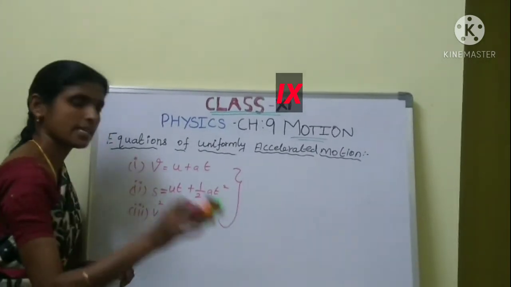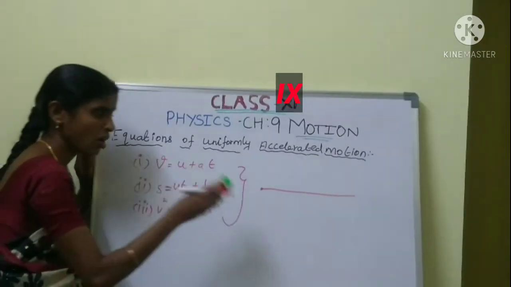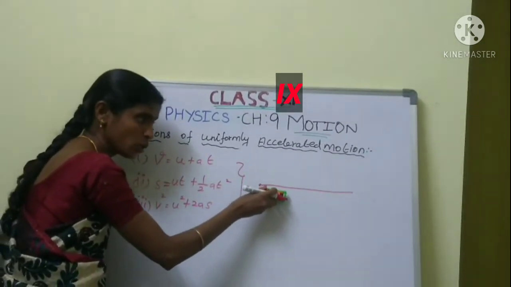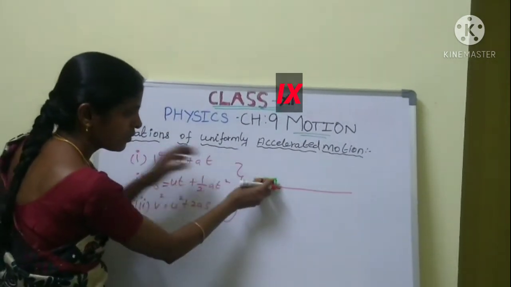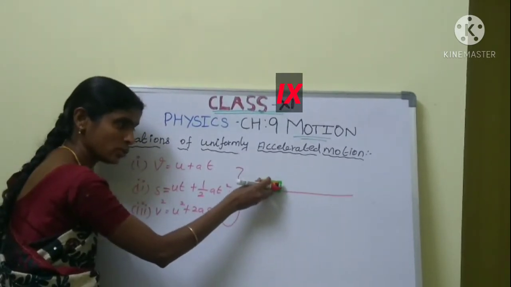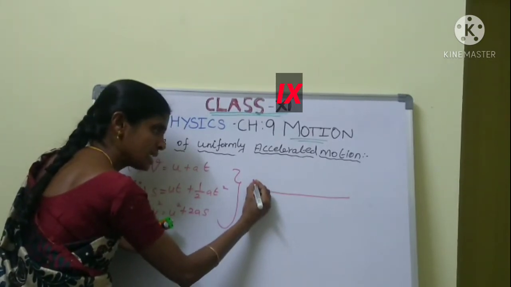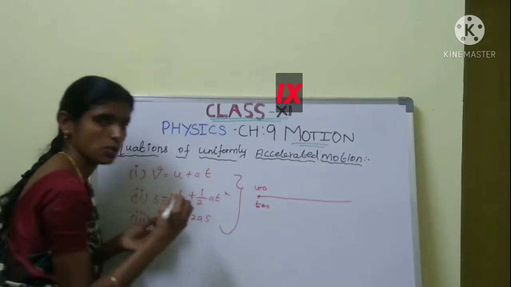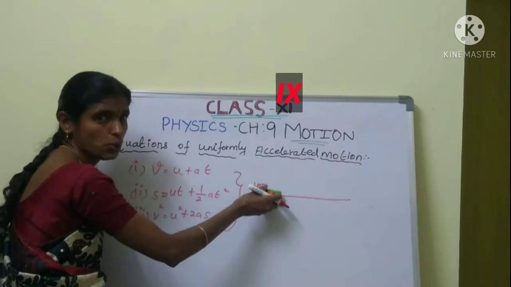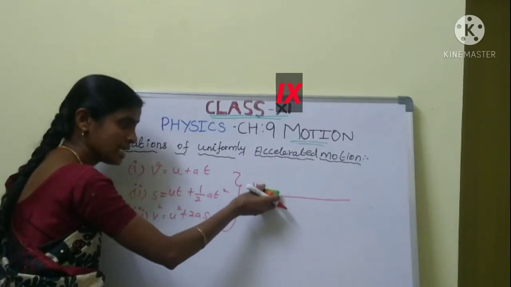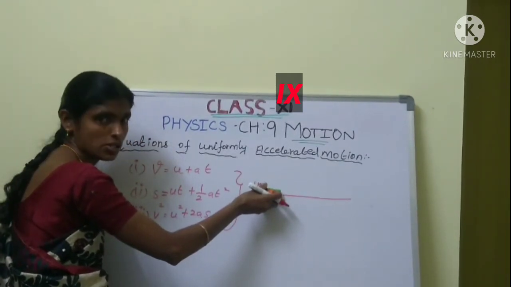See here, let us consider one object. Let us consider a car. Now the car is moving starting from here to there. We apply the velocity to the car. Starting at time t equal to 0, initial velocity equal to 0. Initial velocity means starting velocity, that is called U. We also call it U. Initial velocity U equal to 0.